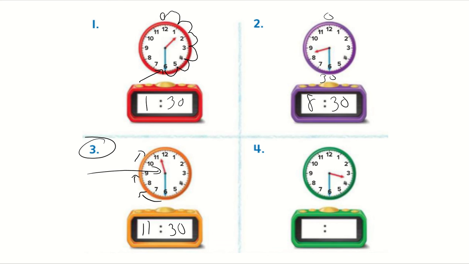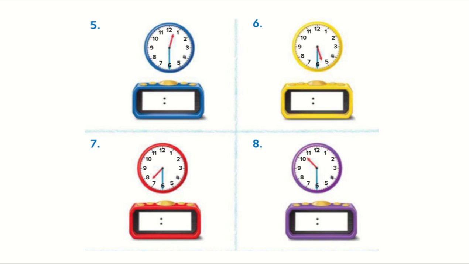Let's do one more and do a couple more practice problems. What is this hour hand in between? It's in between the numbers 3 and 4. Okay, so it's either 3:30 or 4:30. How do we know? It's halfway past the number 3. So we know that this one is going to be 3:30. Let's do a couple more on this page here, boys and girls, and then I'm going to let you guys go today.